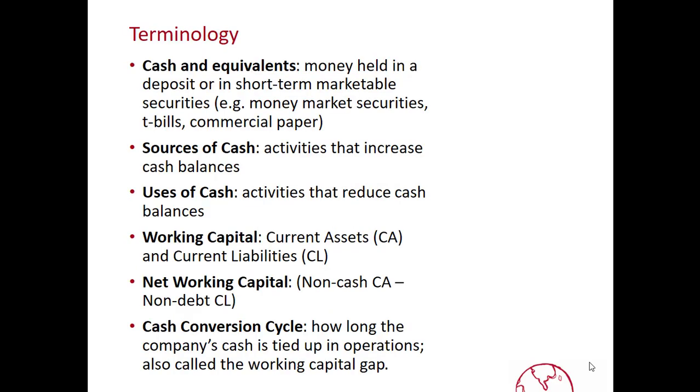Just a moment about terminology. When we talk about cash, we usually know what it means when it's in our pocket. But for a company, there are often cash and cash equivalents, where the equivalents are highly liquid securities that could be converted into cash at short notice. These may be shown as marketable securities on the company's balance sheet. We talk about sources of cash. Those are activities that actually increase cash balances, whereas uses of cash are activities that reduce it.